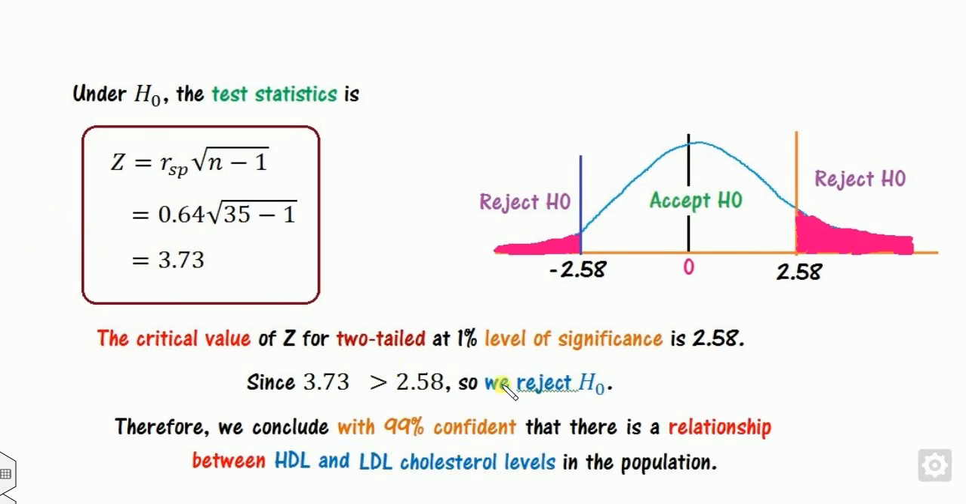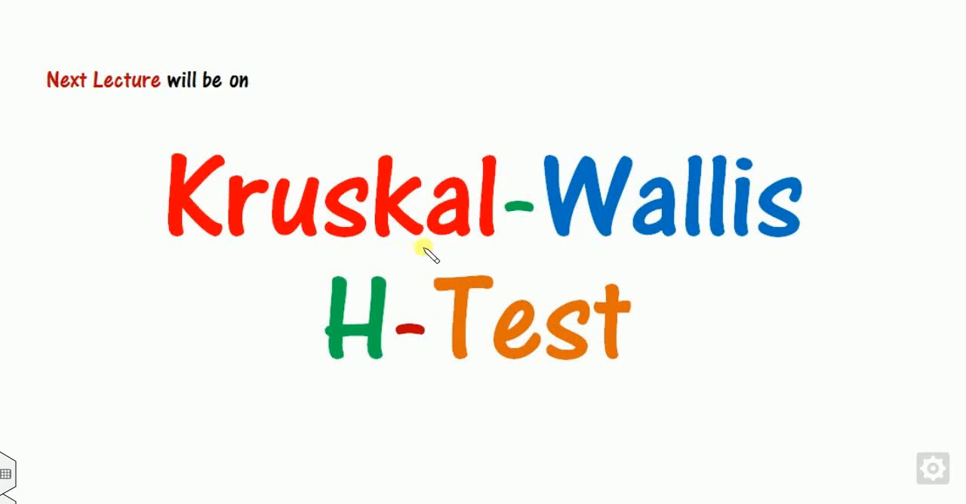What is your H0? We will look at that. My H0 is here and this is not 0. So this is rejected and this is accepted. So not equal to means there is a relationship between the cholesterol levels at 99% confidence. This is a simple procedure you can apply for the rank correlation coefficient, whether it's a small sample or the large sample. We will see in the next class the crucial one, the H test, which is also a very important test.